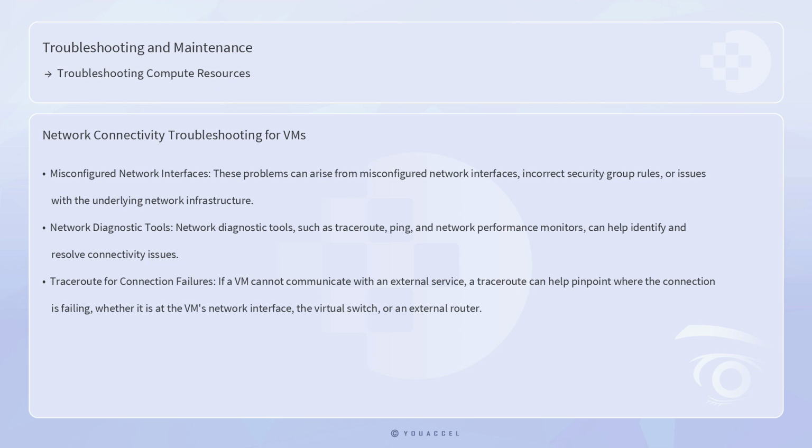For instance, if a VM cannot communicate with an external service, a traceroute can help pinpoint where the connection is failing, whether it is at the VM's network interface, the virtual switch, or an external router.